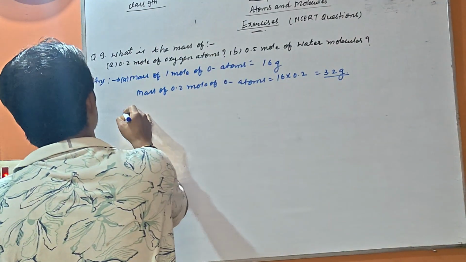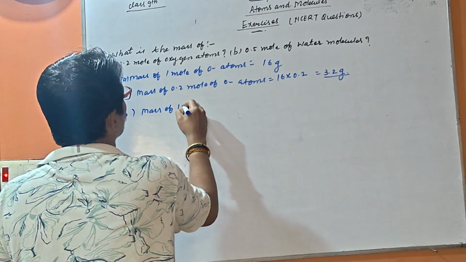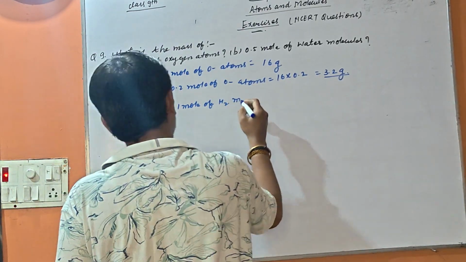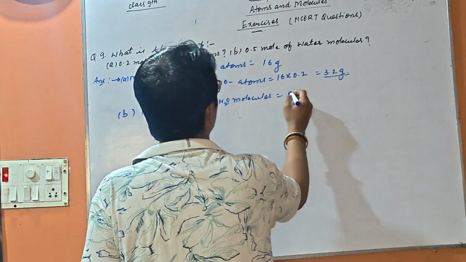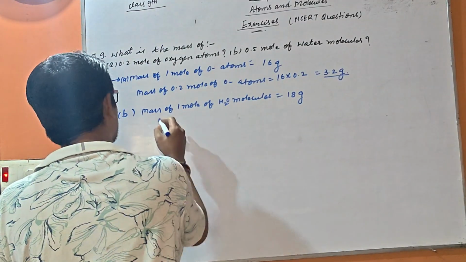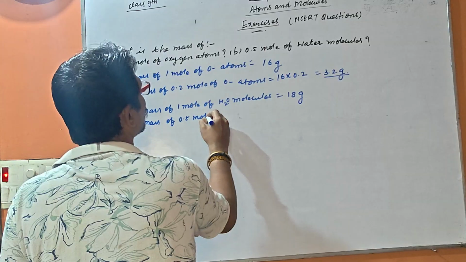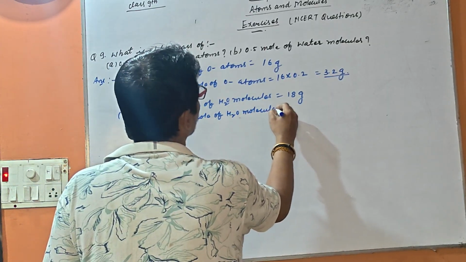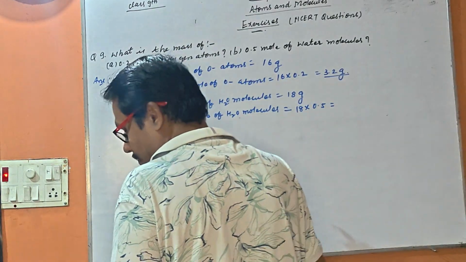This is your answer. B: the mass of 1 mole of H2O molecules is equal to 18 gram, 2 plus 16, 18 gram. Mass of 0.5 mole of H2O molecules is equal to 18 into 0.5, which is equal to 9.